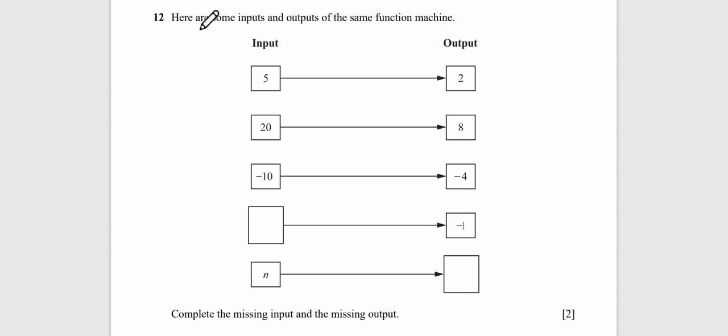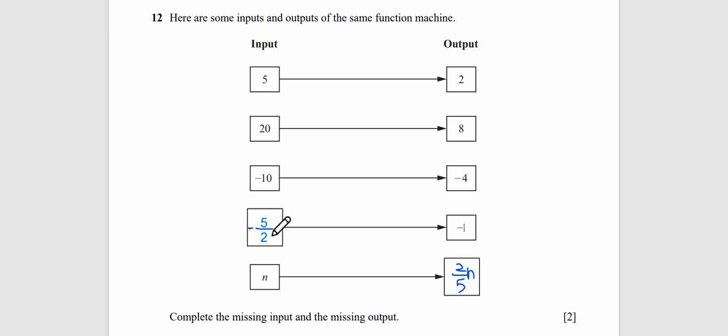Next, now we are in question 12. Here are some inputs and outputs of the same function machine. 5 goes to output 2, 20 to output 8, negative 10 to output negative 4, blank to output negative 1, and output blank. Complete the missing input and missing output. 10 seconds from now. 10, 9, 8, 7, 6, 5, 4, 3, 2, 1. So you got your answer, guys. Let's open up. Here we go. We got negative 5 over 2 and 2 over 5.